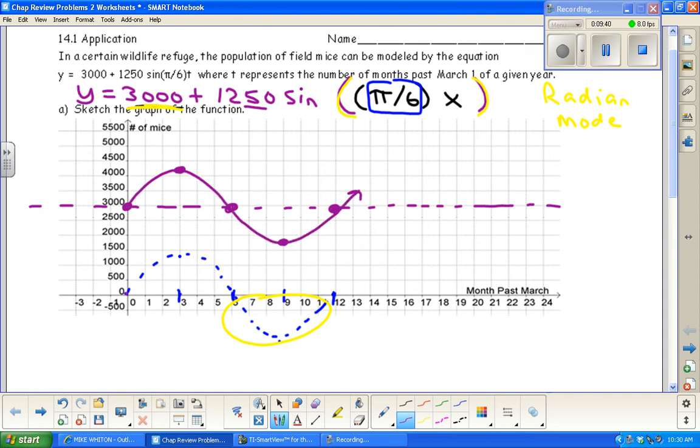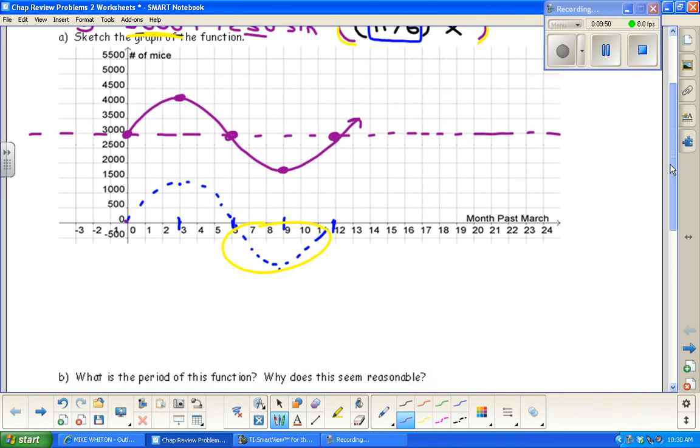Okay, and again, use the calculator. Verify those if you want. Get the table of values. Plot some points. Feel free to do that. Okay, but that's what this graph looks like. And then there were a few questions on the back.